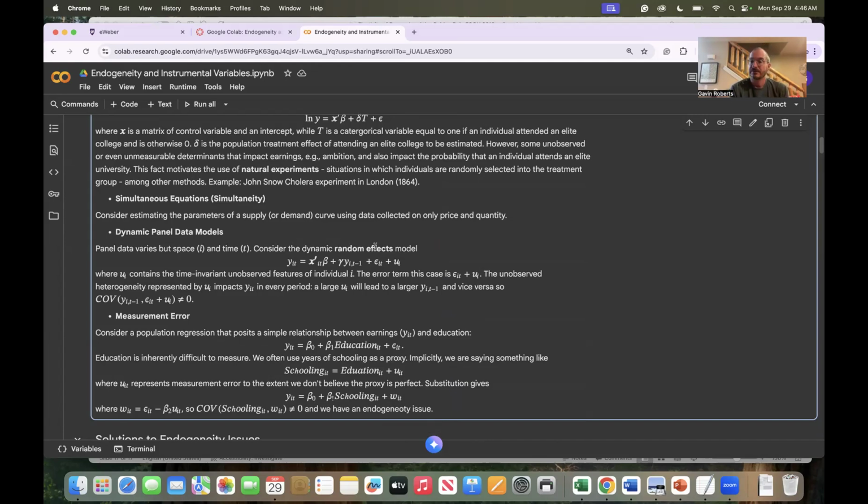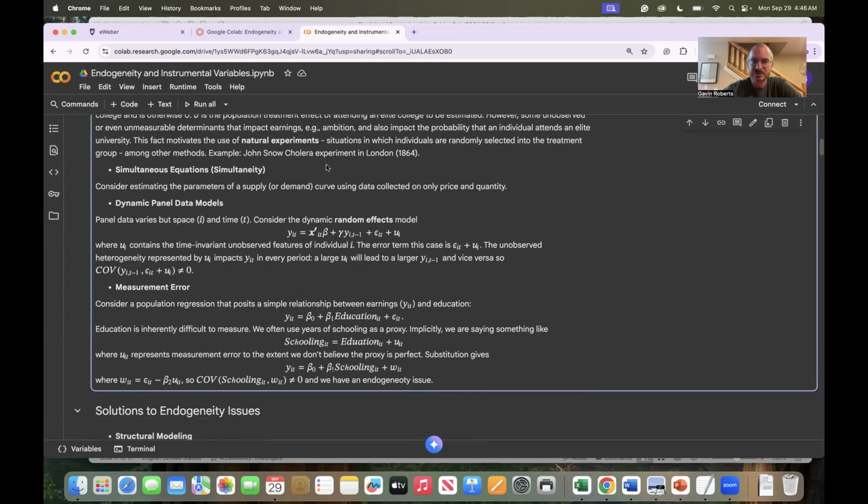So this fact often motivates what are called natural experiments for these treatment effect type situations. And so individuals are randomly selected into the treatment group, among other methods. An example of that is John Snow, which is really where these randomized control trials and things like what are called difference in differences originally came from, which we'll talk about a little bit more in the future.